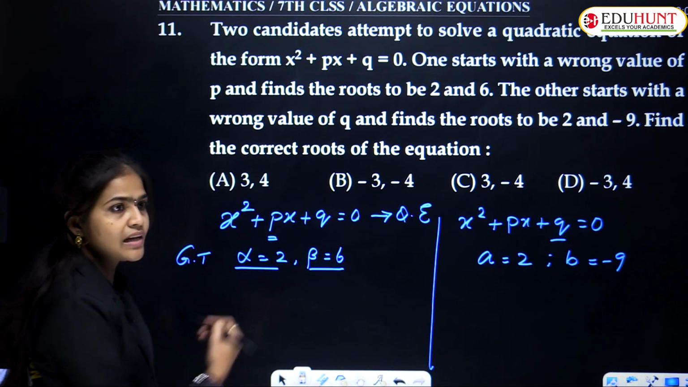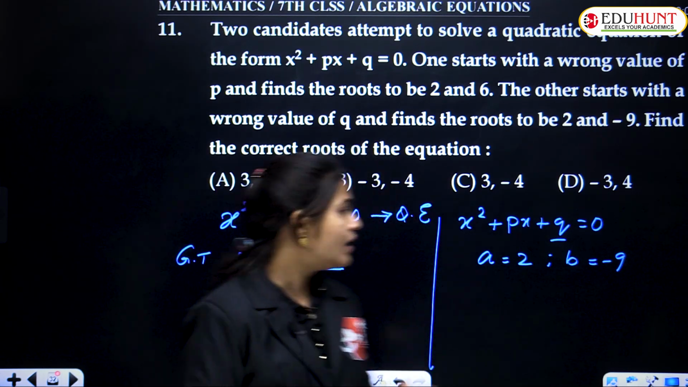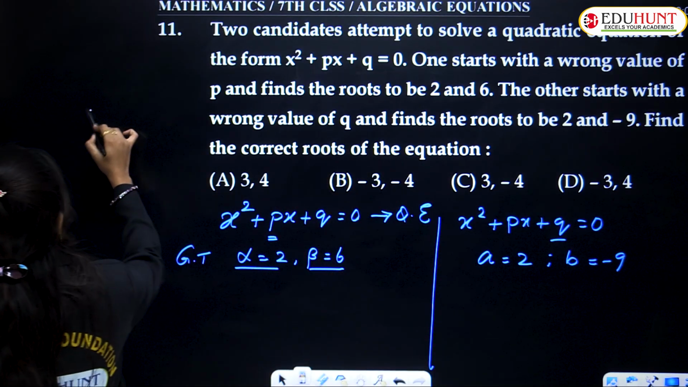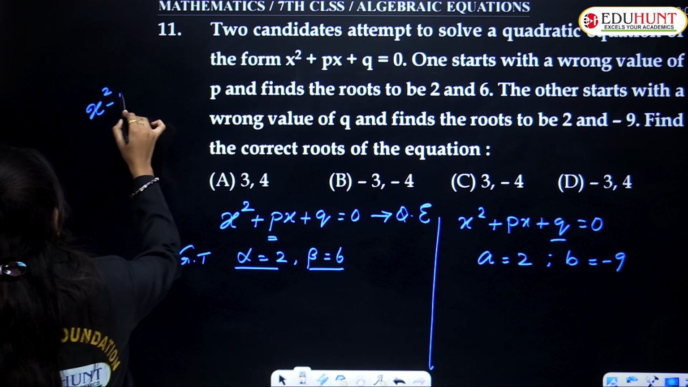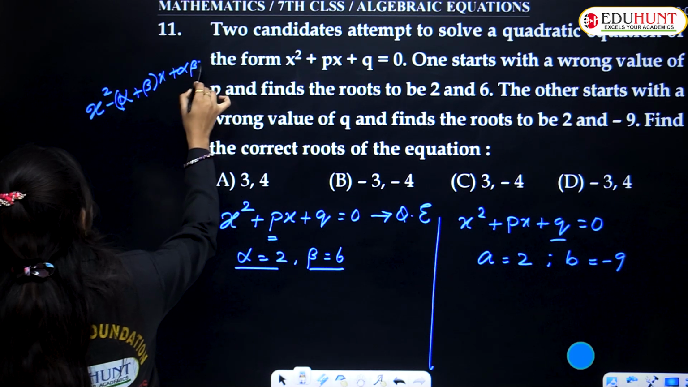Understand? If the roots are given, we have two formulas, two equations we can say. What is that? One is, if the roots are given, then we can use x square minus alpha plus beta into x plus alpha beta is equal to 0.